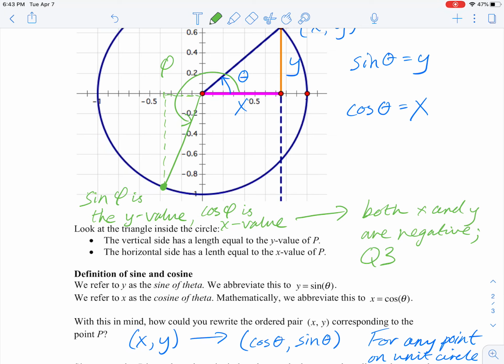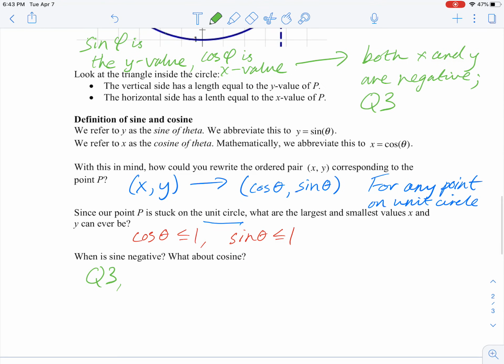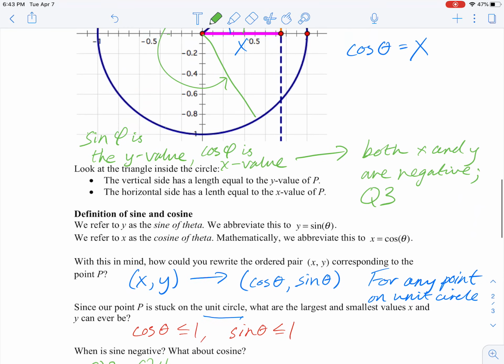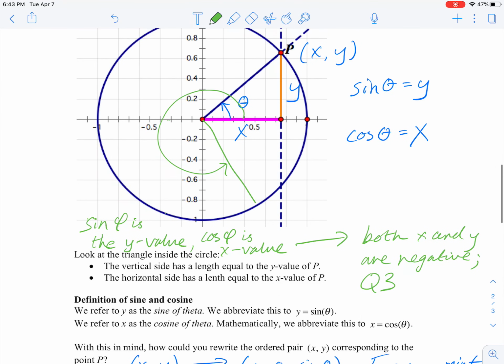If we had an angle, say that our angle phi was shifted over past the y-axis, say we put it all the way over to here, the y value would still be negative. That is to say, the sine would still be negative, and that's in quadrant 4. So sine is negative in quadrant 3 and quadrant 4. The cosine is negative in a different place.